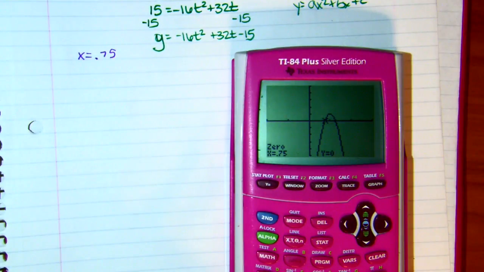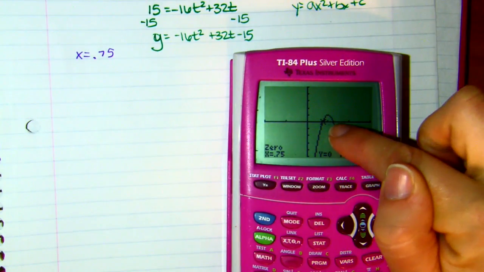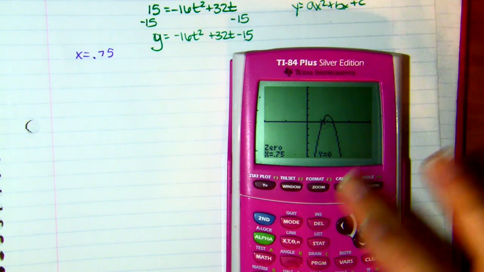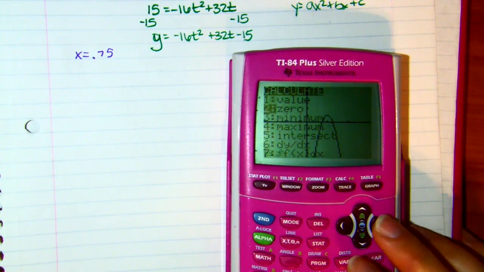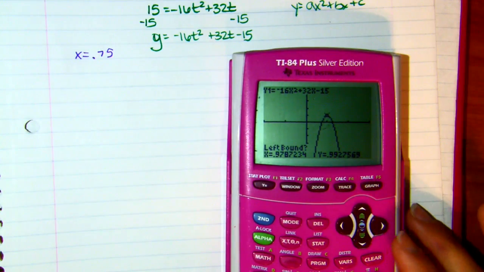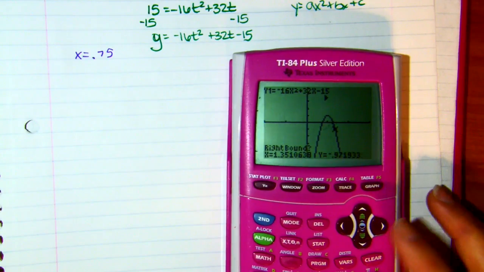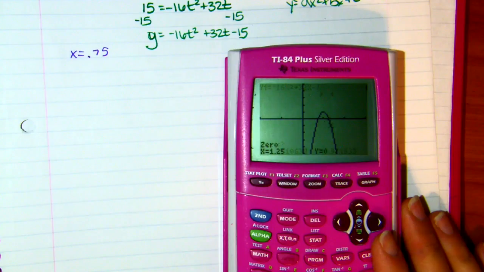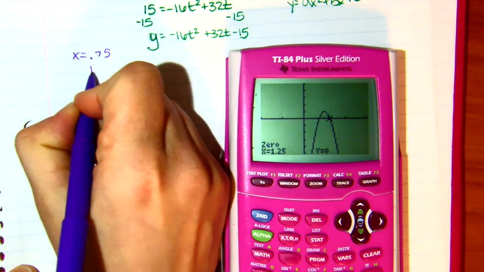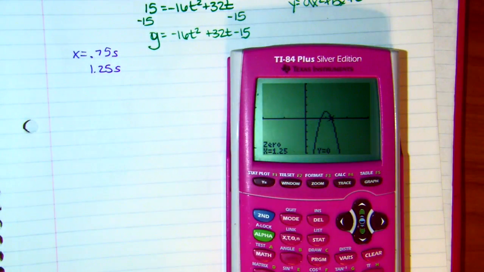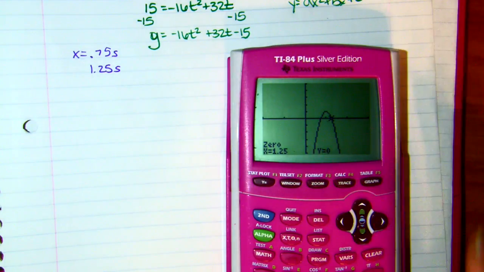seconds, my soccer ball is 15 feet in the air, but then I need to do it again because I can see the ball goes up and it comes back down. So it's actually at 15 feet twice. So I do the same, calculate 0, but now I want to be to the left of this point and to the right of that point, and you can see my arrows up there saying your 0 is in between there. And guess, and I get x equals 1.25. So after 0.75 seconds and after 1.25 or 1 1/4 seconds, my ball is 15 feet in the air. So that's how I use my calculator to calculate zeros.